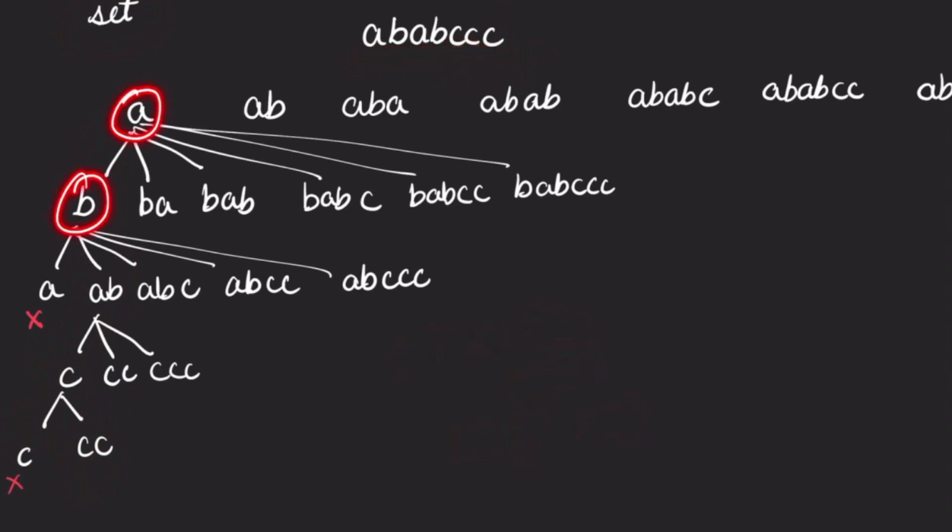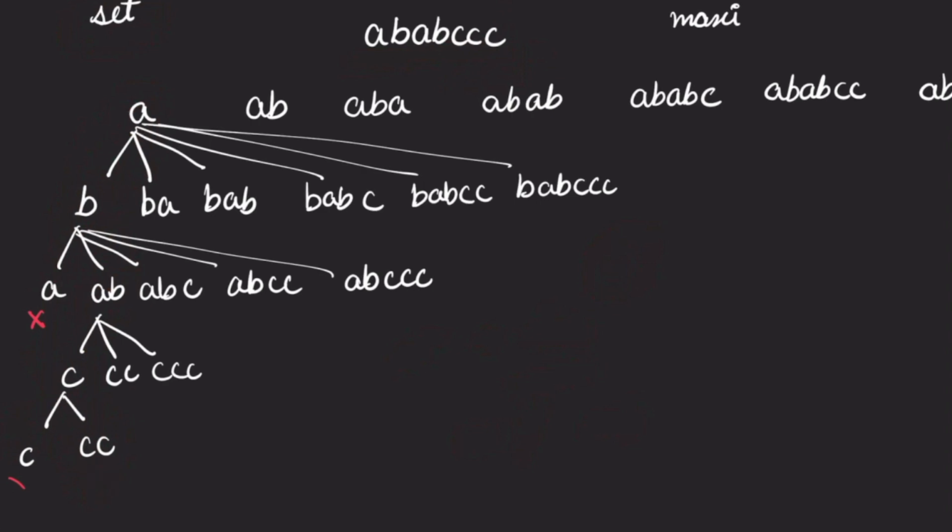So A, B, ABC, and CC. All of these will be present in my set. My set size will be 5, and here also the number of substrings are 5. So I can take a maxi variable, and whenever I have finished with all the characters, I am able to generate one of the possible splits. At that time, I will update my maximum with the maximum value. So maxi equals maximum of maxi, comma, your set's size at that point, right?